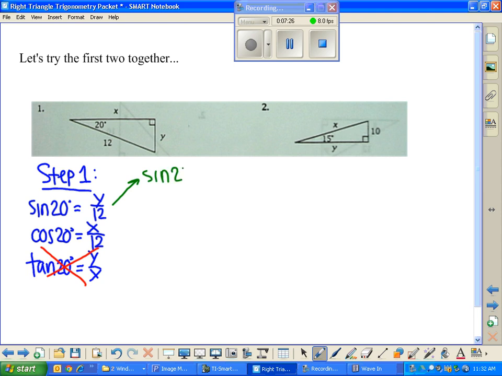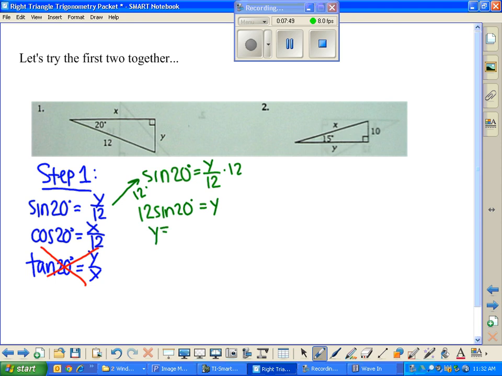Sine of 20 degrees equals y over 12. What do we do to both sides? Multiply both sides by 12. Easy peasy. 12 times the sine of 20 equals y.